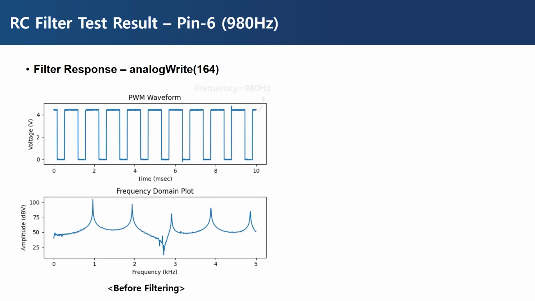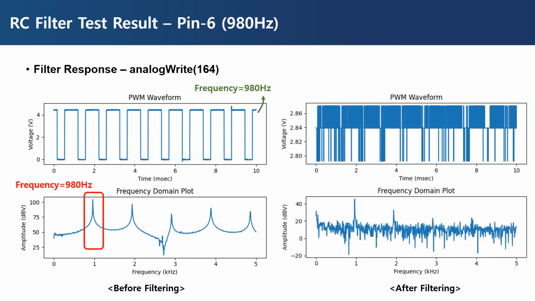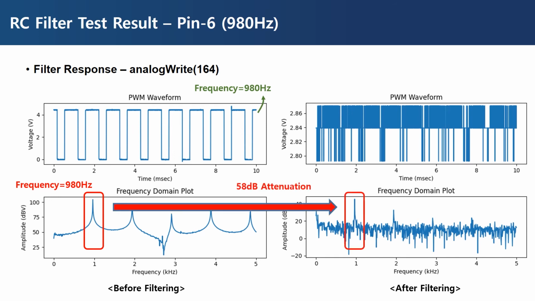The output of pin 6 has 980 Hz frequency, as you can see in the frequency domain. After filtering, the 980 Hz component can be seen to be attenuated by 58 decibels. You can see that a cleaner analog output can be obtained by using a PWM signal having a higher frequency.